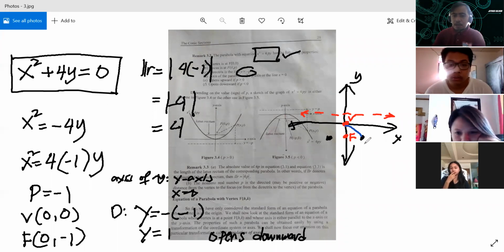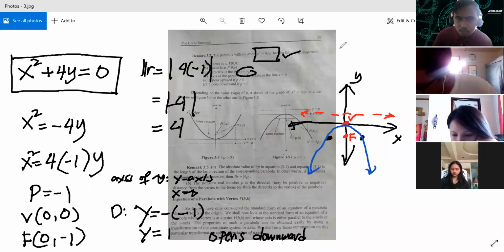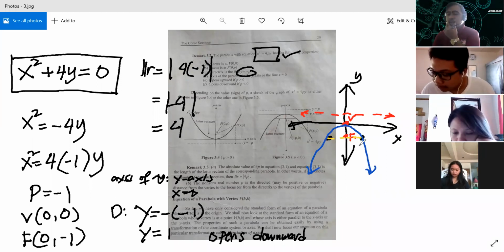So your parabola must look like this. It is a parabola opening down. Because this is your latus rectum, this line here. Let me use yellow. This line is your latus rectum, and the length of that latus rectum is 4.